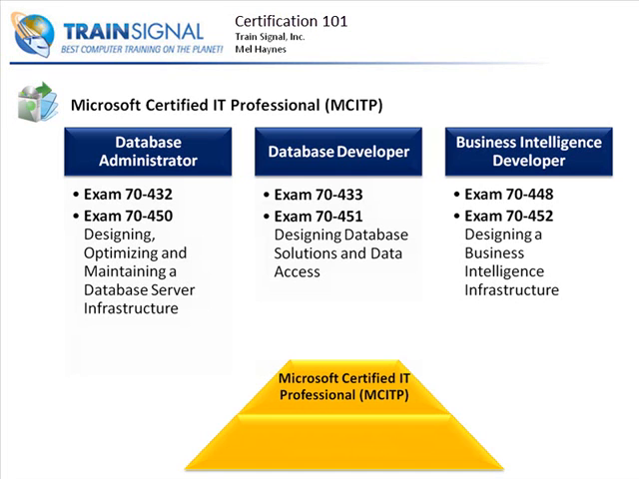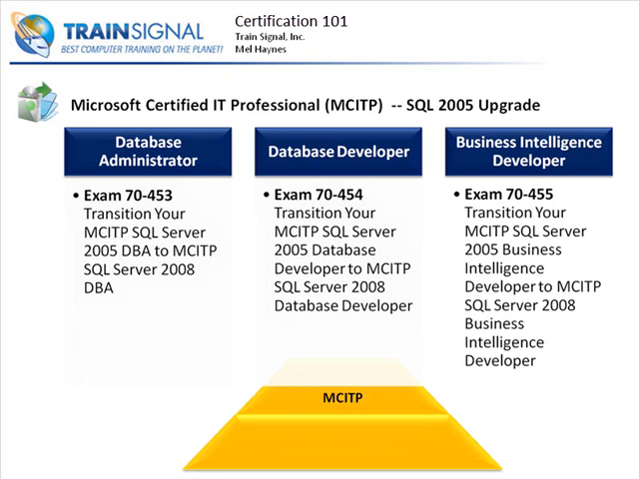If you are, however, already certified in SQL Server 2005, there is an upgrade path. You can simply take one exam and kind of shortcut your way to MCITP on SQL Server 2008. And I have the exam numbers listed here. There's a 70-453 for your administrator, 70-454 for your developer, and your 70-455 for your BI person. Okay? So there is a shortcut for those of you who are already certified in SQL Server 2005.